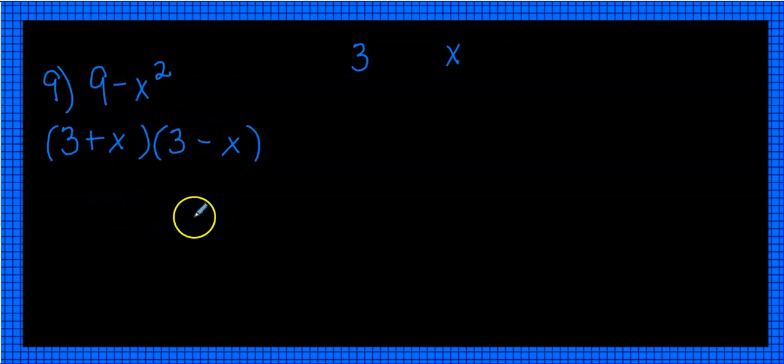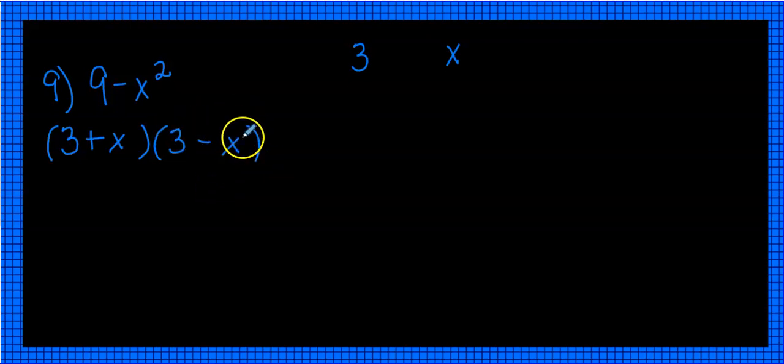Now you cannot switch these around because one of them is a minus and that's not commutative. You cannot switch these terms around. This 3 minus x does not equal x minus 3. When you start doing rational expressions, though, sometimes you will need to switch the 3 and the x around.